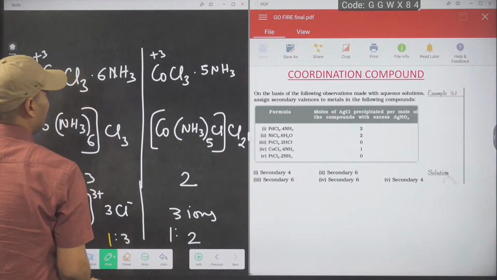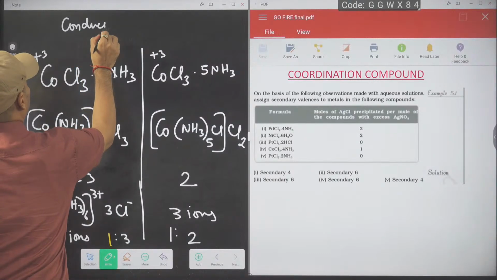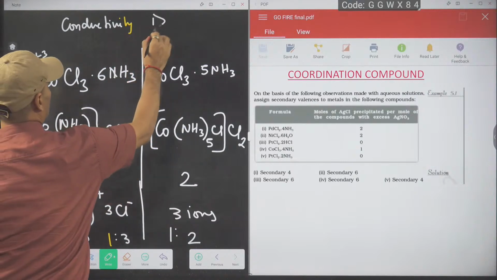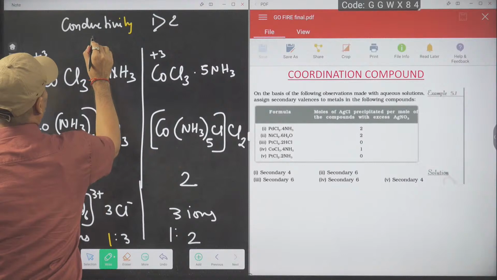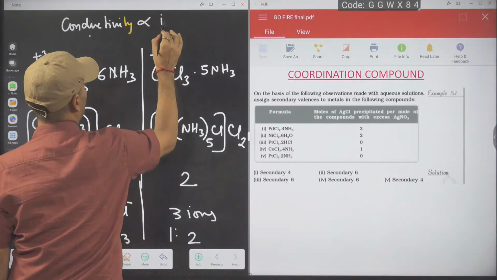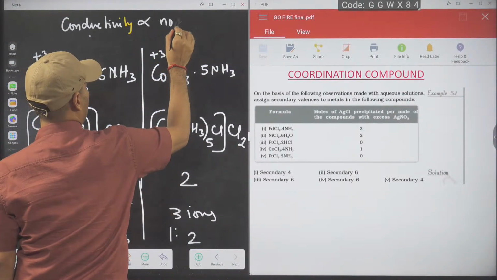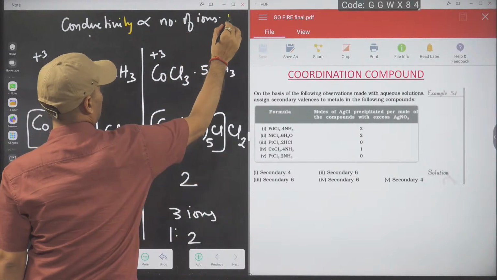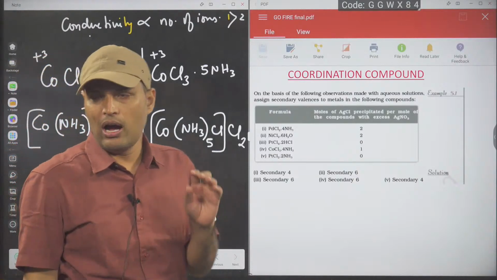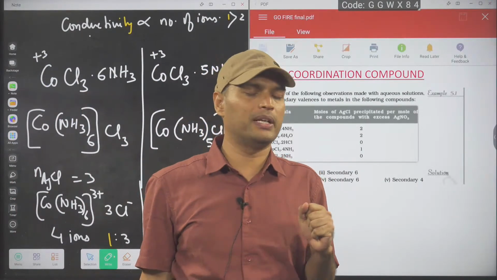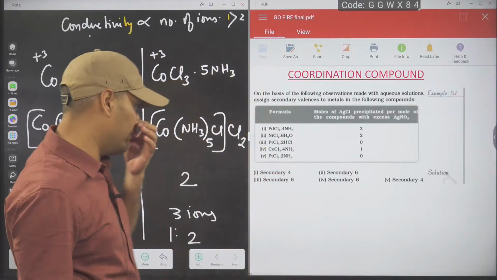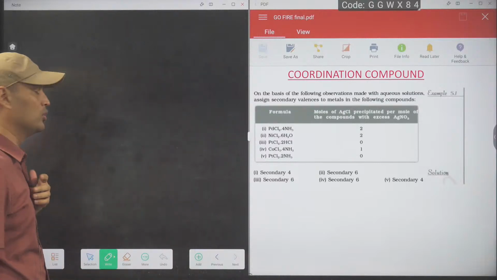If I ask you about conductivity, can you compare the conductivity of these 2 compounds? 1 is more than 2. Why? Conductivity is directly proportional to the number of ions. So you will say 1 is more than 2. Here 4 ions, here 3 ions. So can you all tell now how to find moles of AgCl precipitated? Can we compare the conductivity of a compound? Yes or no? Okay, I am giving you the next question.